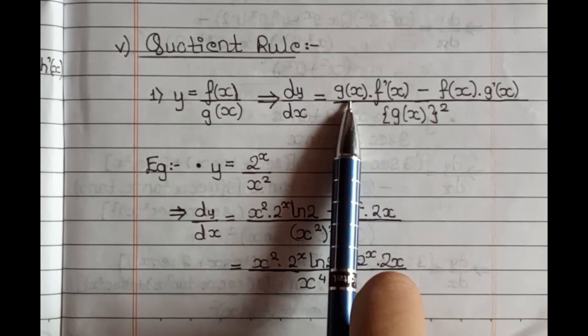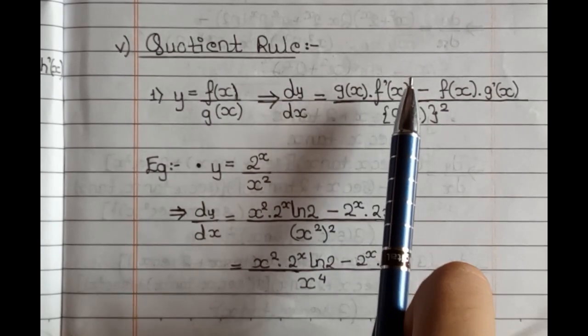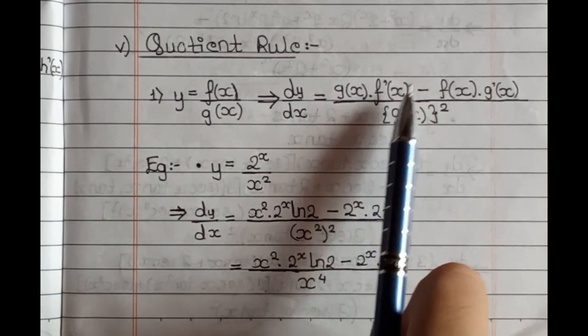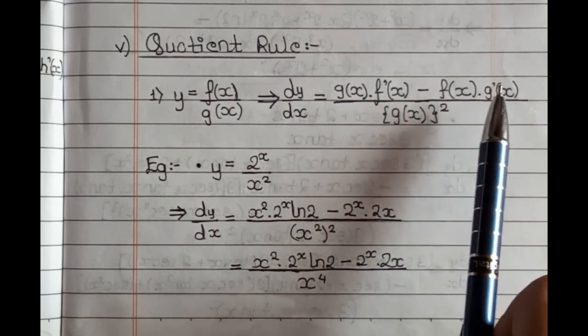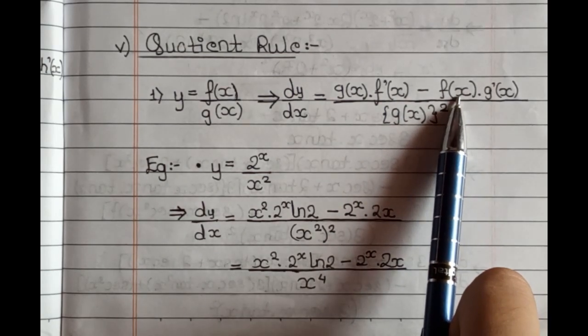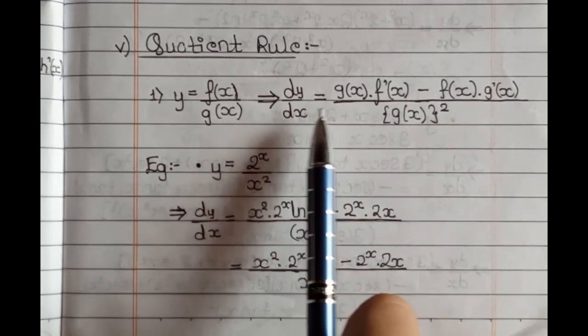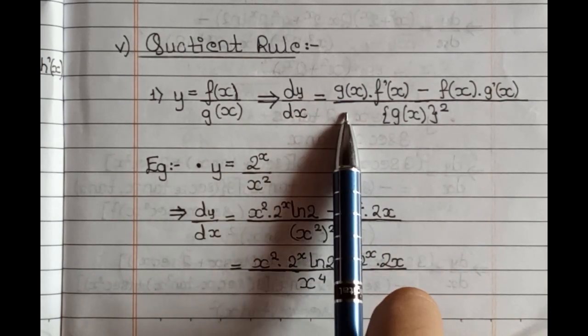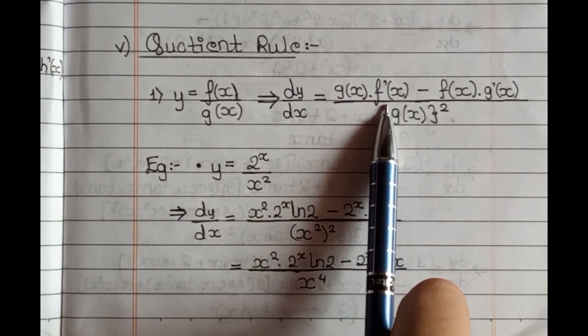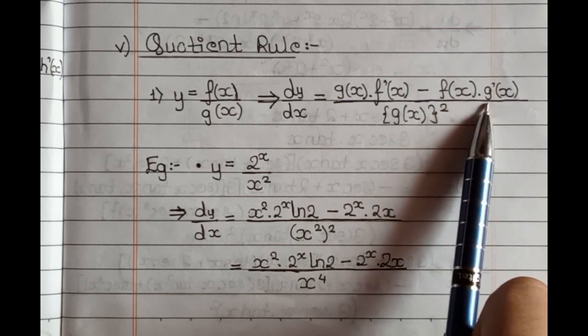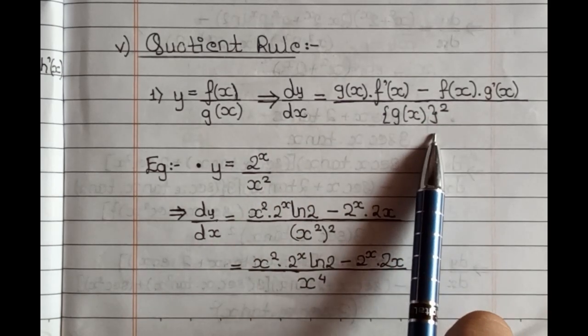keeping the denominator constant, we will differentiate the numerator, then apply a minus sign, then keep the numerator constant and then differentiate the denominator. So it will become dy by dx is equal to g(x) into f'(x) minus f(x) into g'(x), whole upon g(x) the whole square.